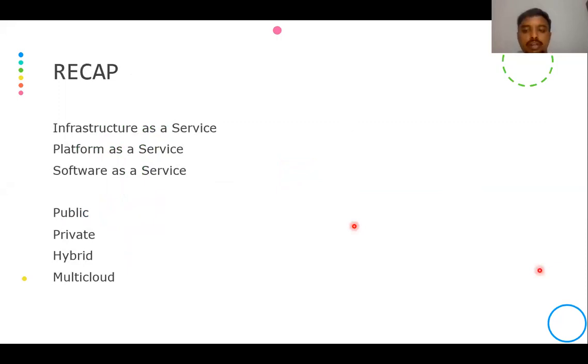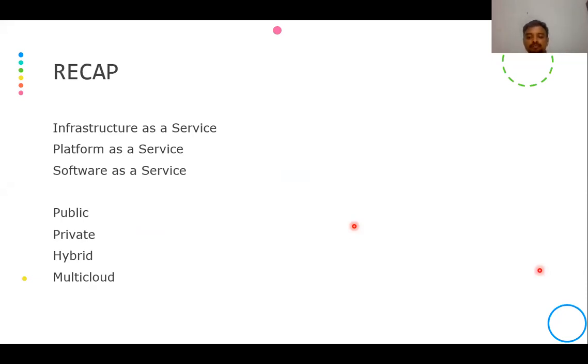So let's do a quick recap of what we discussed in terms of the different ways cloud computing is used today. The infrastructure as a service, we discussed the Netflix example. Platform as a service, we discussed the Google Cloud example. Software as a service, we discussed the Microsoft Office example. We also saw what is a public cloud, private cloud, hybrid, and multi-cloud. We did not discuss much about multi-cloud because multi-cloud is basically using two public clouds at the same time. To put it simply, that is what multi-cloud means.